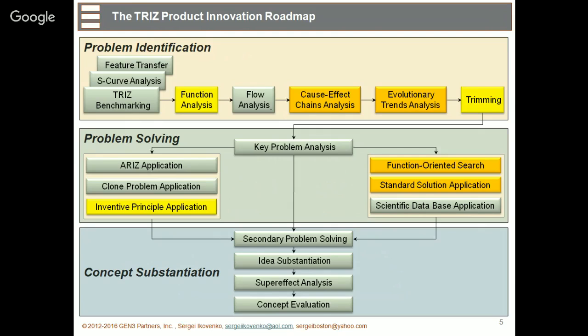Then function-oriented search. That's a modern tool, but very, very efficient, because the major idea is why should we reinvent the wheel? Maybe there are technologies that perform functions that we need. They are in existence and they are pretty well developed, but in different areas.